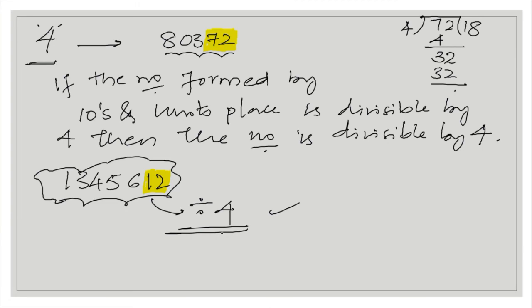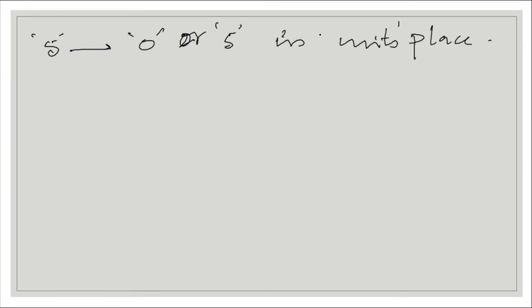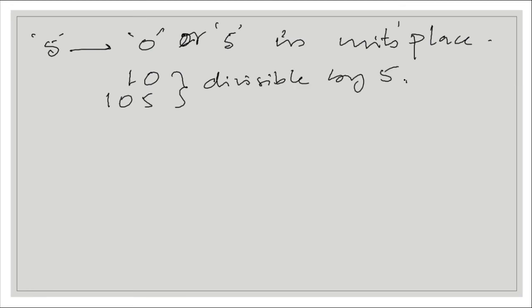Let us see what is the test for divisibility by 5. We all have learned that whenever a number is ending with 0 or 5 in units place, then the number is divisible by 5. If you have a number 10, or a number 105, these are all divisible by 5. So we need to look at only the units place. If it is 0 or 5, the number is divisible by 5.